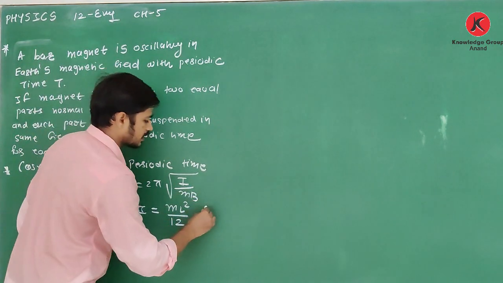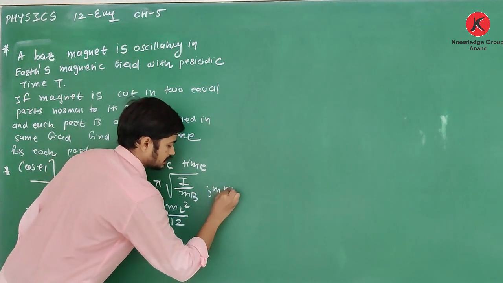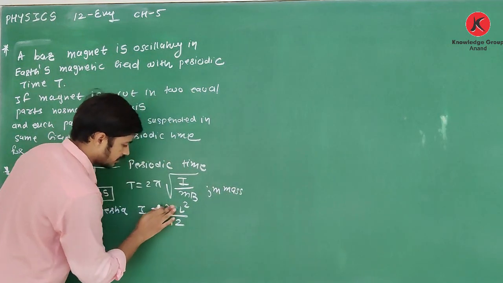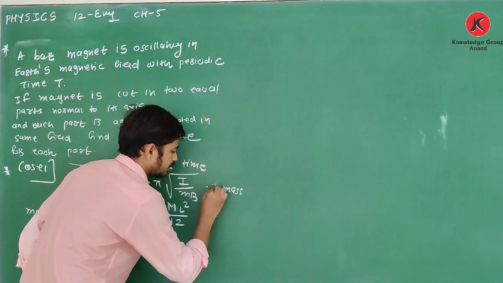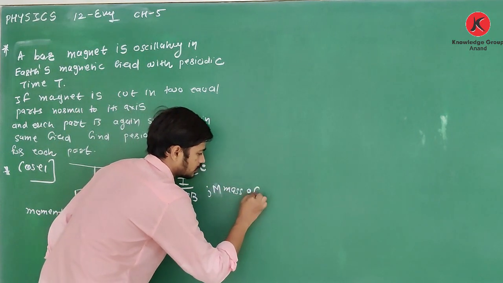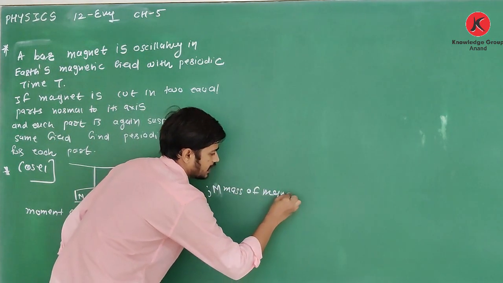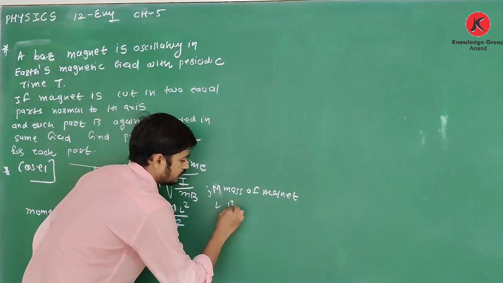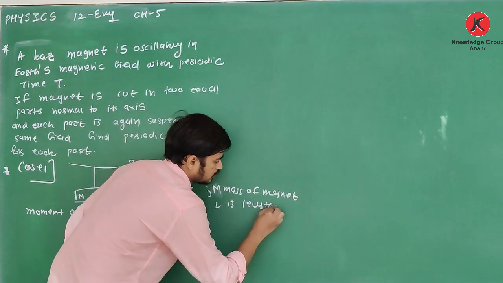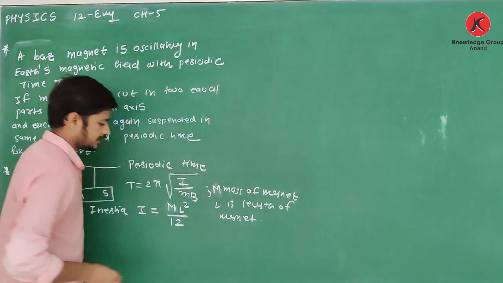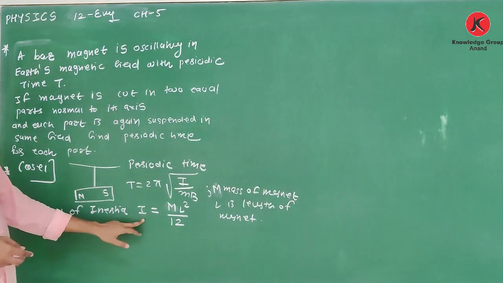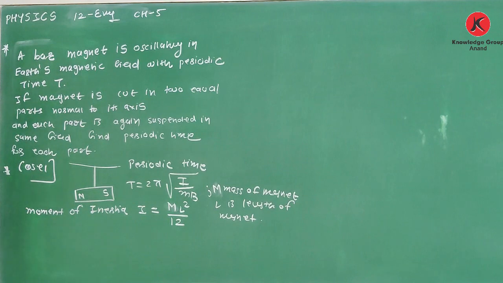What is M? Capital M is the mass of the magnet, and L is the length of the magnet. Clear about this? So I is equal to ML² by 12.